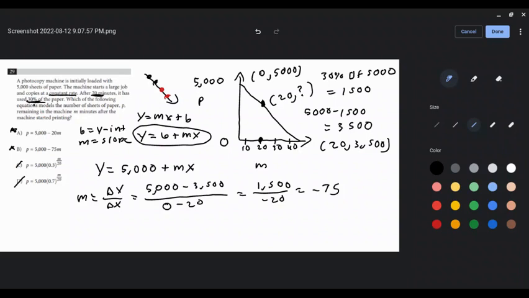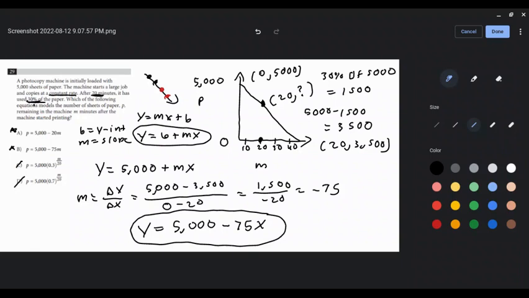So substituting that back in for m, we have y equals 5,000 minus 75x. And that's our final equation for this problem. And this matches up with B. So the answer would be B.